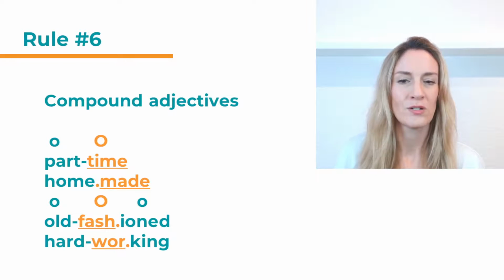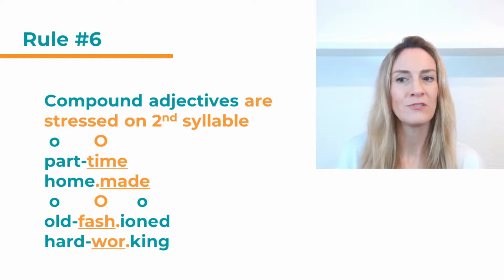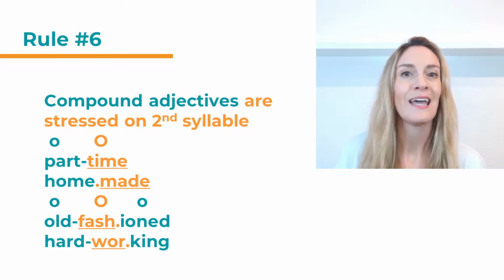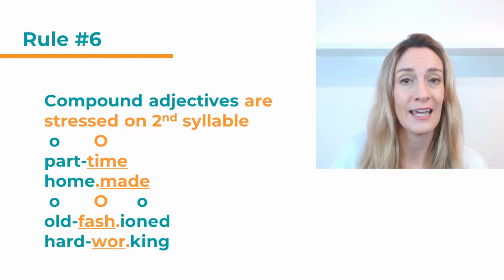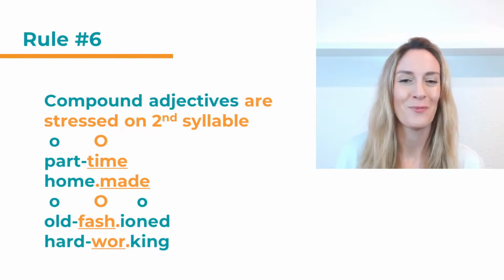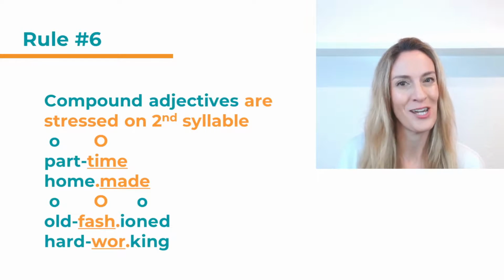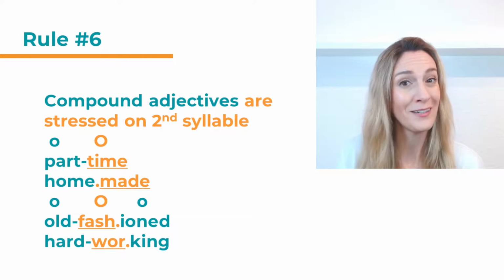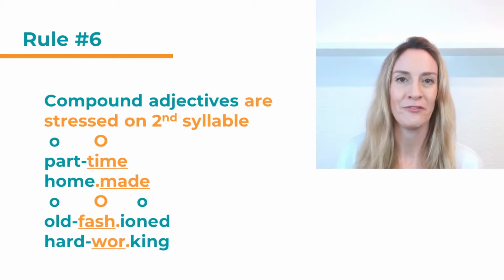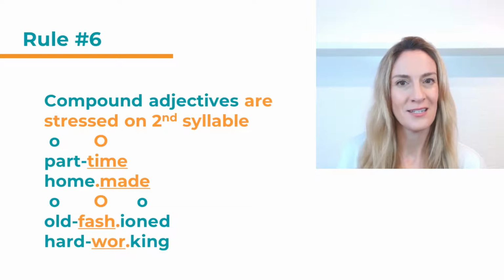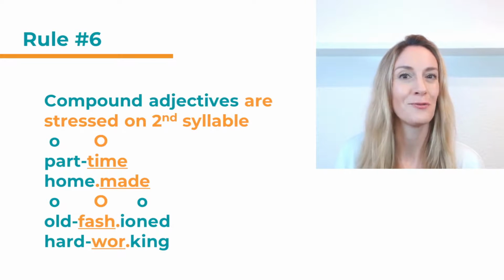And this is important to remember because the rule really is compound adjectives are stressed on the second syllable, and usually this is the second word. So remember that. And this is different to the common adjectives in rule number 1 that was stressed on the first syllable. So this is different here. Remember, rule 6 is different to rule number 1.